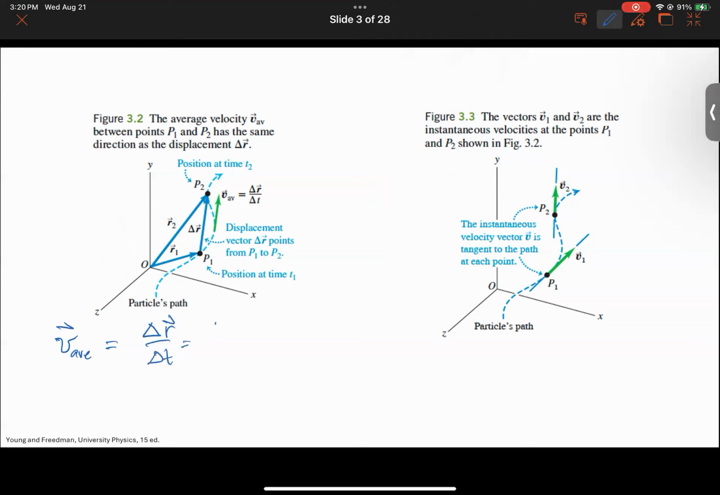Na kung saan yung delta r is the final position minus the initial position. And if we divide that by delta t, then we have the vector ng average velocity. And both R2 and R1 are vectors, so we can subtract R1 from R2, and that's what we see here in the figure. So that's graphical subtraction ng vectors.